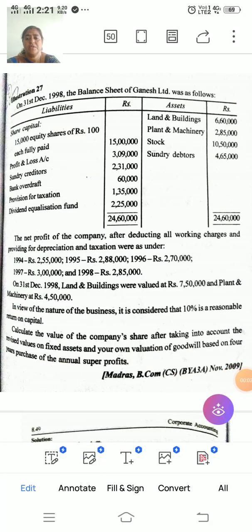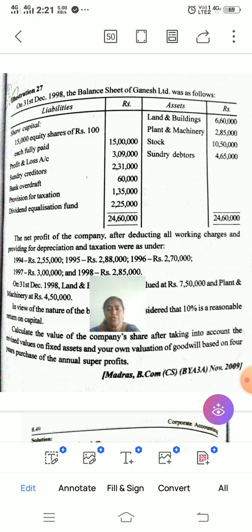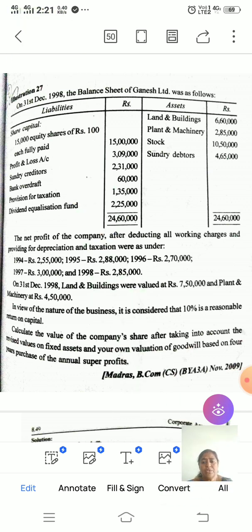Good afternoon, students. Today we are going to talk about valuation of goodwill. In this valuation of goodwill, we are going to talk about the balance sheet and how to calculate the net profit of the company.